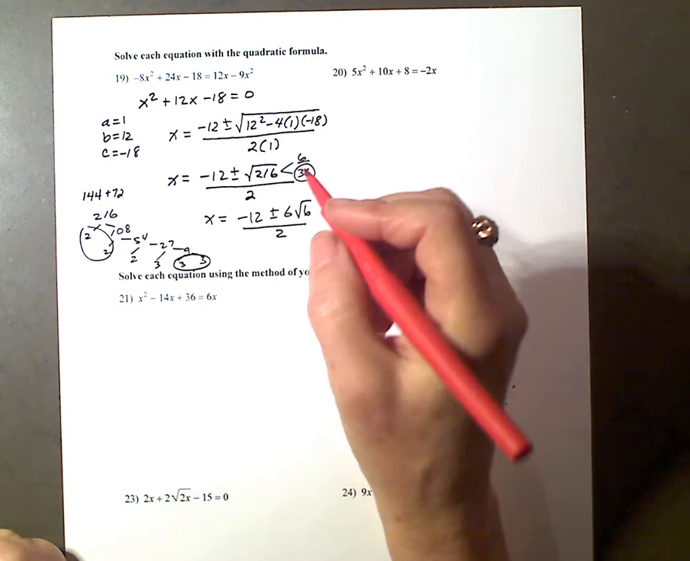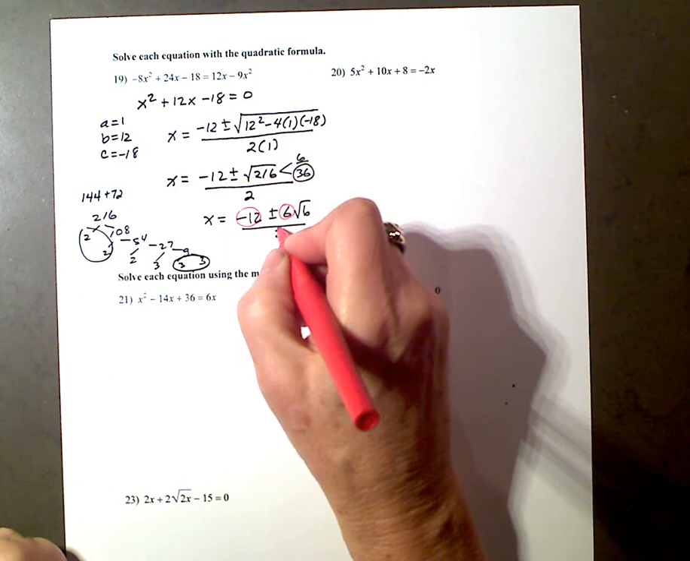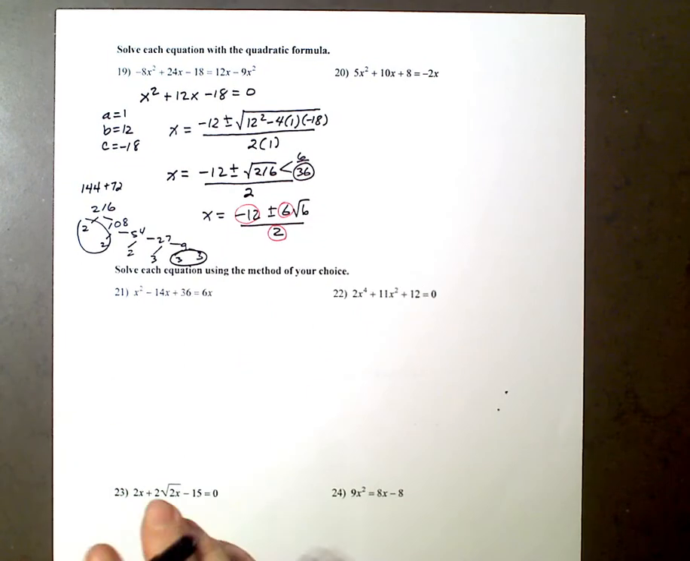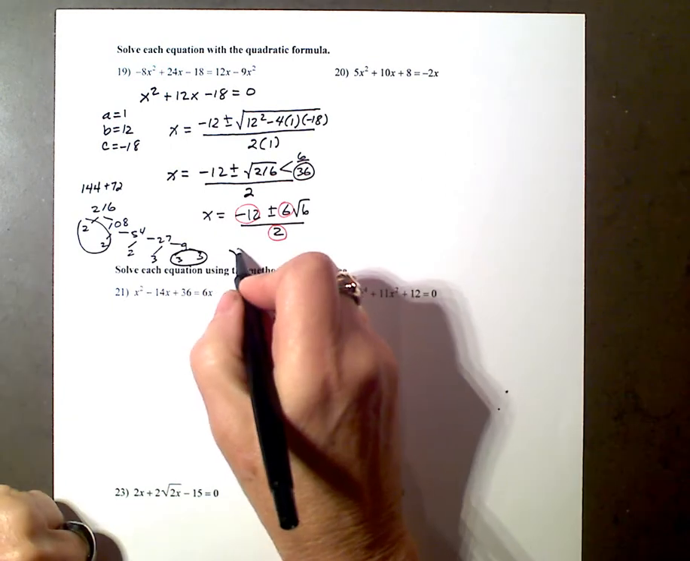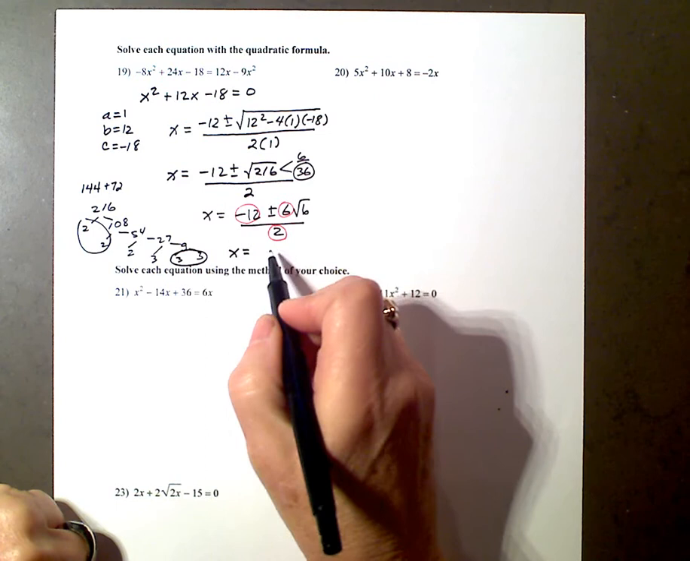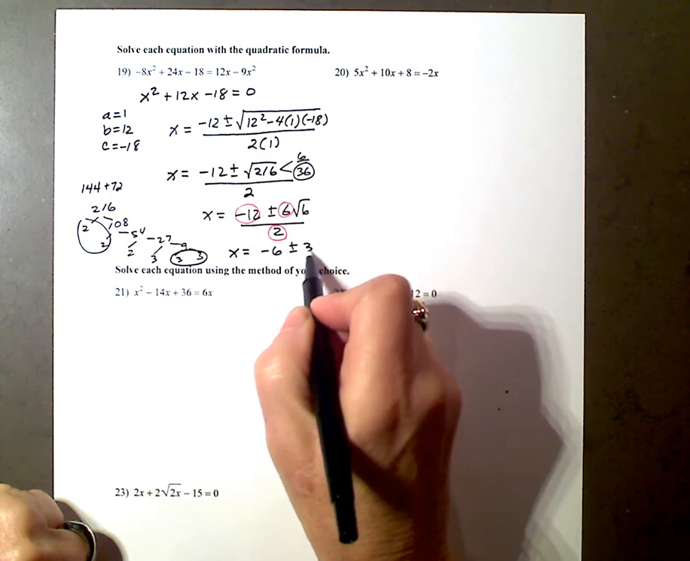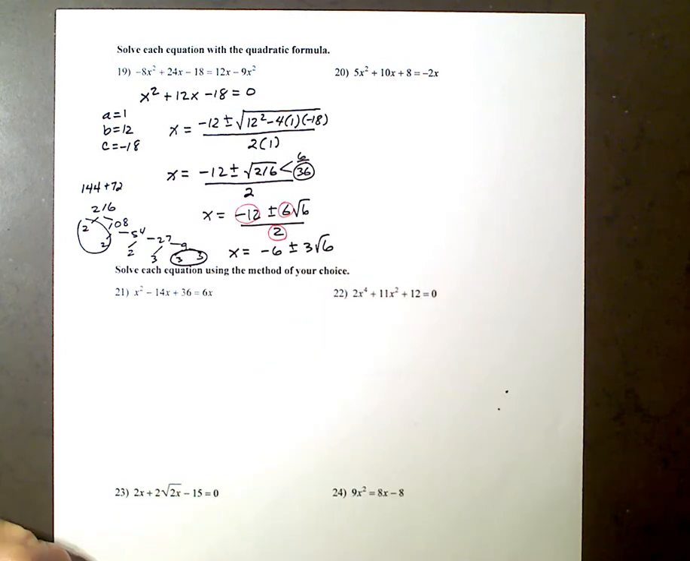Anyway, so I have a common factor here and here and here. So I've got a common 2 in all of those. So I'm going to have x is equal to negative 6 plus or minus 3 root 6 as my final answer. So that's two answers, negative 6 plus 3 root 6 and negative 6 minus 3 root 6.